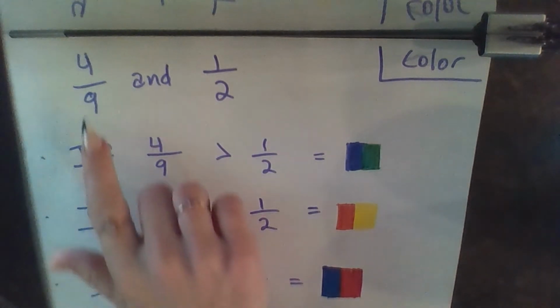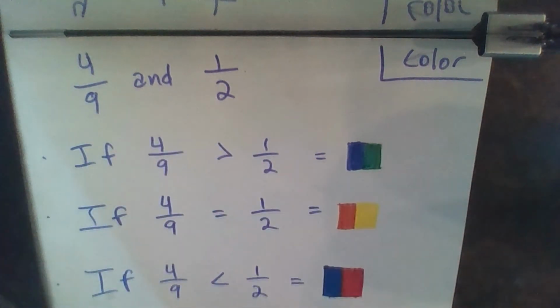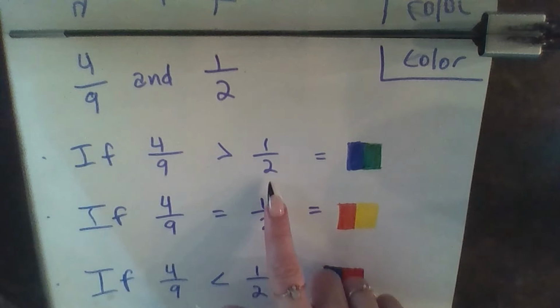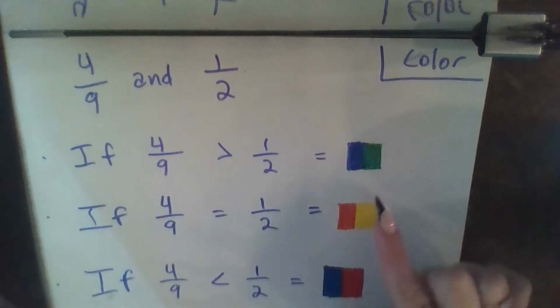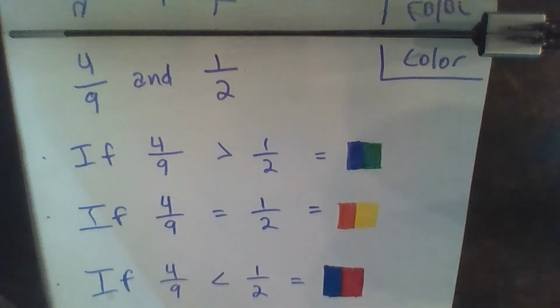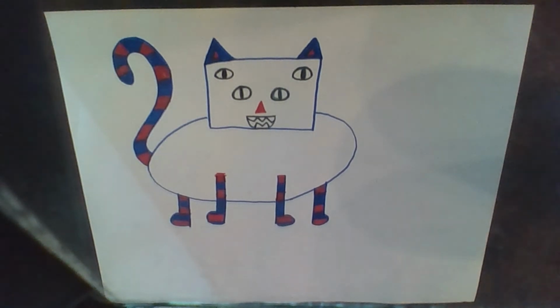We have the fractions 4/9 and 1/2. If you think that 4/9 is greater than 1/2, then draw your monster purple and green. If you think that 4/9 is equal to 1/2, then color your monster orange and yellow. And lastly, if you think that 4/9 is less than 1/2, then color your monster blue and red. Now you should have completed your monster.